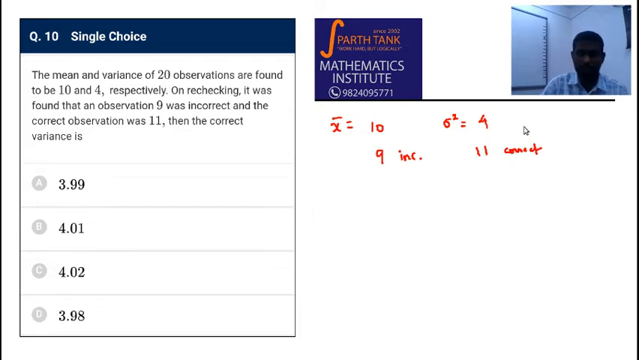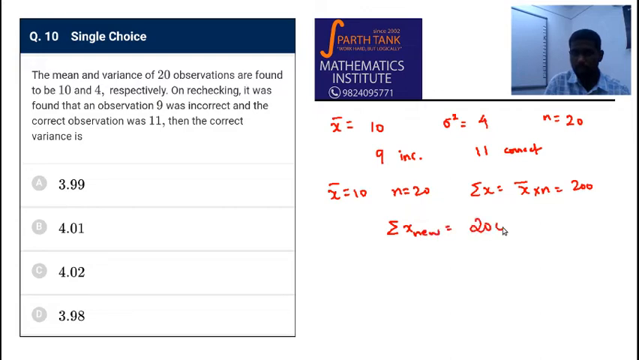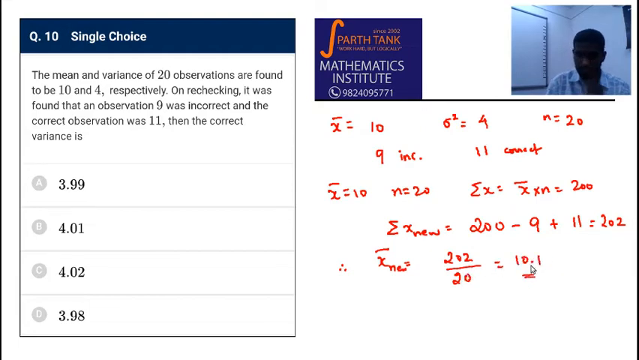Okay, they have given n is 20. So the same idea, if x bar is 10 and n is 20, sigma x is going to be x bar into n, 200. Now from this 200, the new sigma x is going to be, you remove the incorrect one and add the correct one. That is going to be 202. Therefore, the new mean is going to be 202 by 20, which is 10.1. So the new mean is 10.1. This is needed to find the new variance.